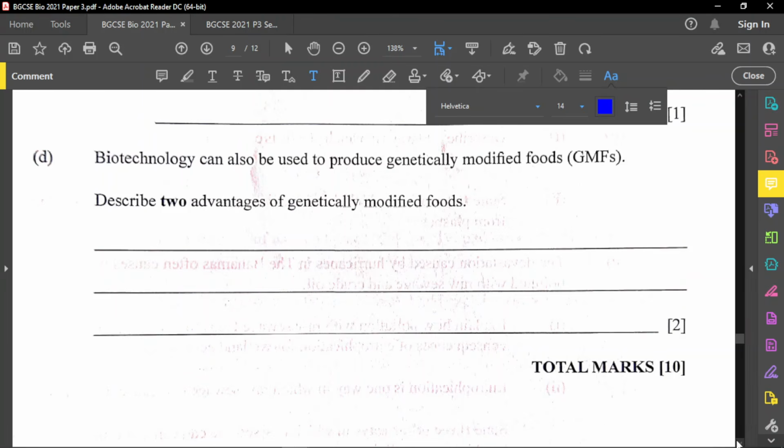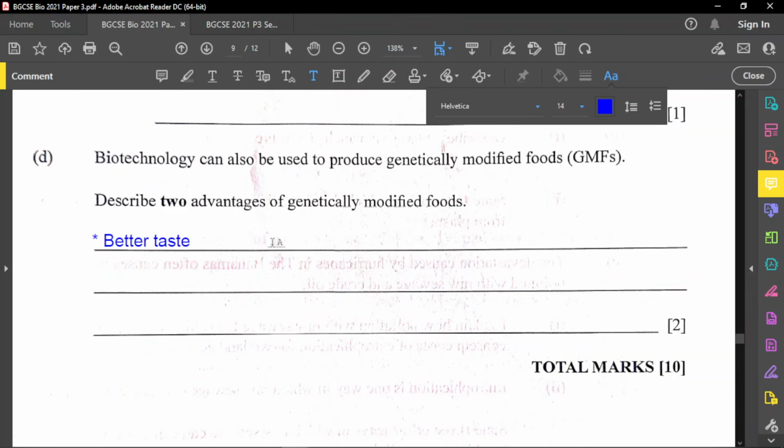All right. Now, part D says biotechnology can also be used to produce genetically modified foods, which is GMFs. Describe 2 advantages of genetically modified foods. So let's think: if you're going to modify something, it must become better, as far as I know. If you modify the food, you can make it taste better. So better taste. Not necessarily that it's going to be more healthy. I just say better taste, because you can make fruits that are normally sour be sweeter.